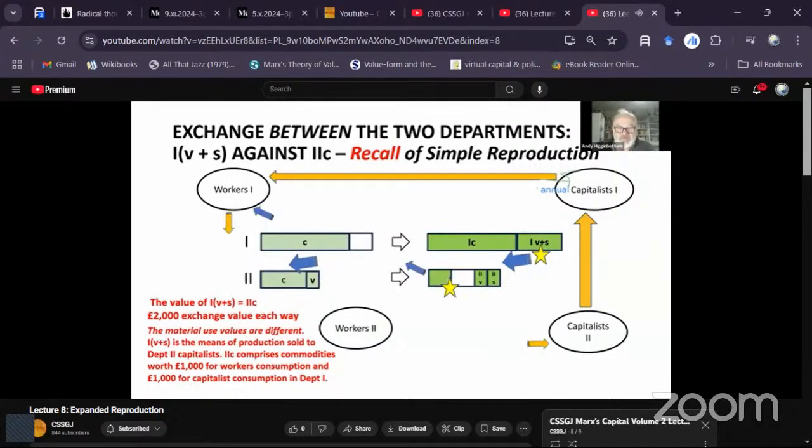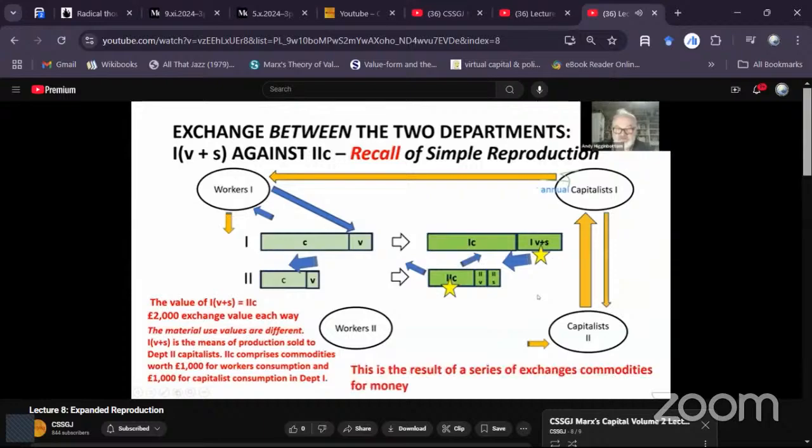The workers use the money in the pay packet to buy commodities which they consume from the production of Department 2, and this is what replenishes their labor power. So what we've got here is 3 different types of transaction going on, right? Capitalists in Department 1 selling means of production to capitalists in Department 2, and then workers in Department 1 buying commodities from Department 2, and also capitalists in Department 1 buying their yachts and their Learjets from the capitalists in Department 2. So that's the third category of transaction.